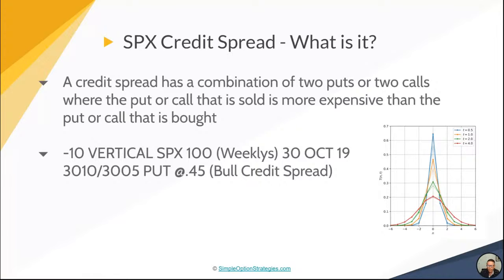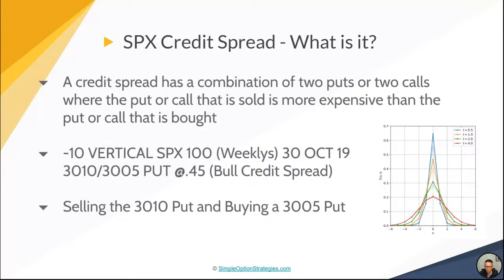All right. So the 100 just pertains to the number of shares per contract, and we'll talk a little bit more about that. And this particular spread is a bull credit spread. Again, you're selling the 3010 put, buying the 3005 put. And when you put on that trade, you're actually receiving a credit, and that's why it's called a credit spread. Because the 3010 is more expensive than the 3005 and you're selling it, you're receiving a credit.